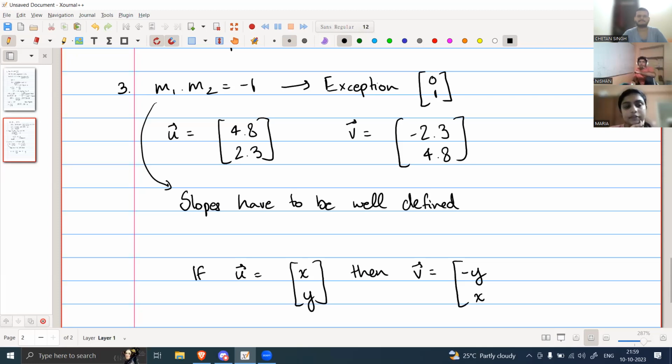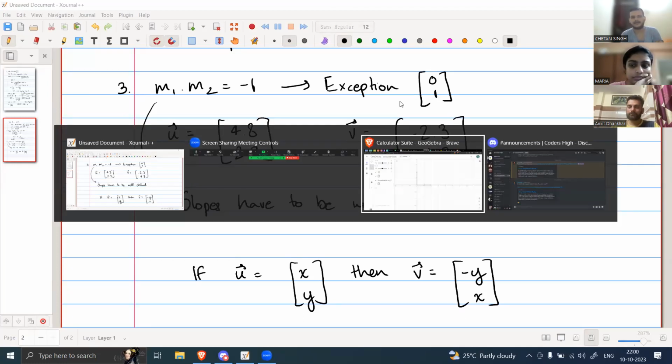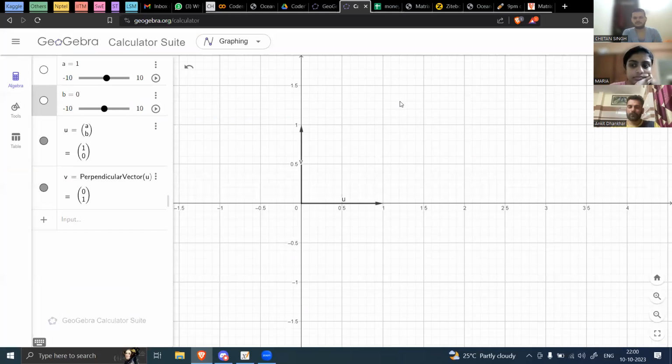Can you say when slope is well defined? Message from the chat: so this is tan theta, right? When theta is 90 degrees, tan 90 is not defined. If tan 90 is not defined, your slope is not defined for that particular vector.